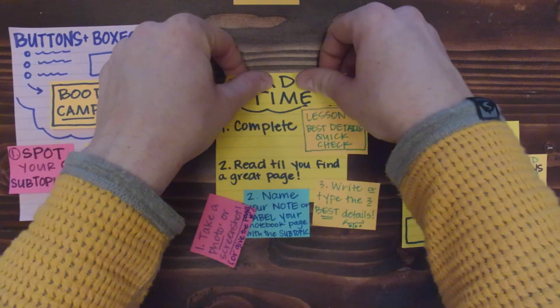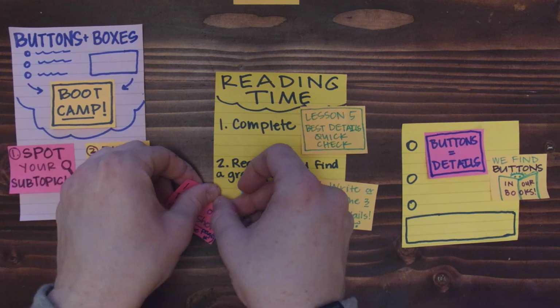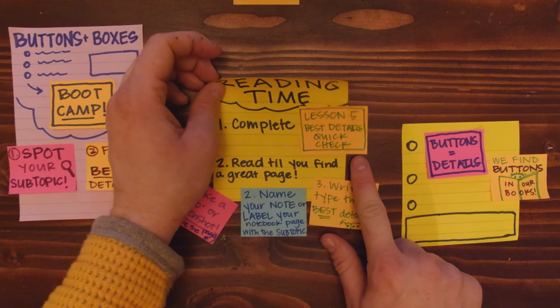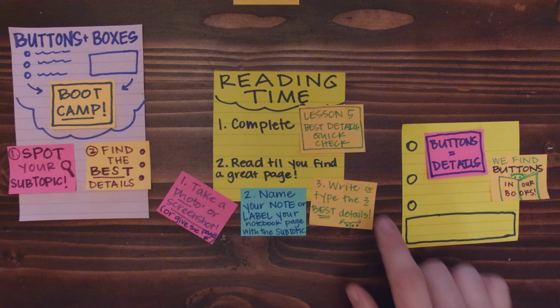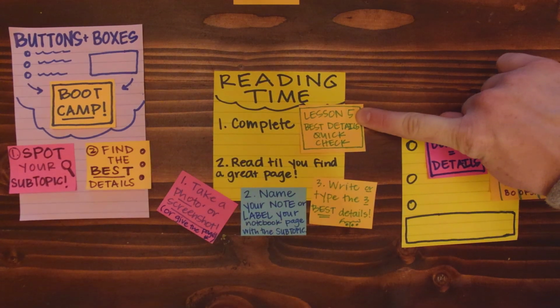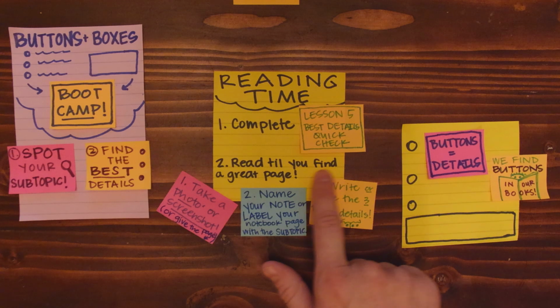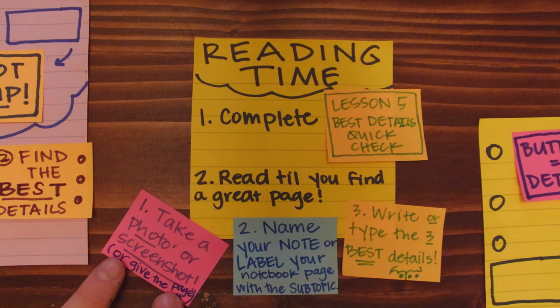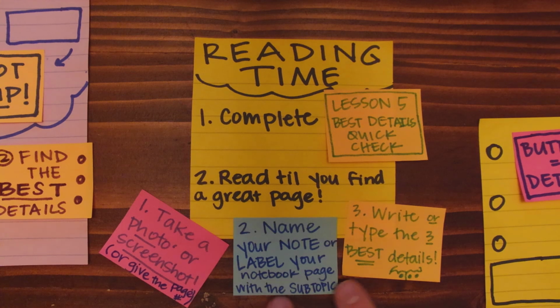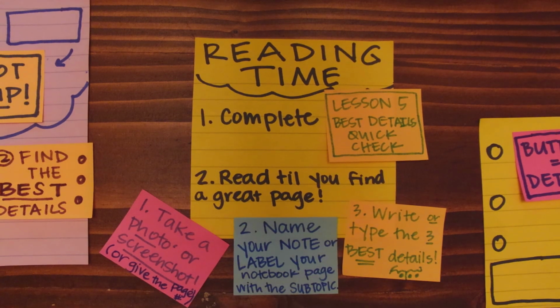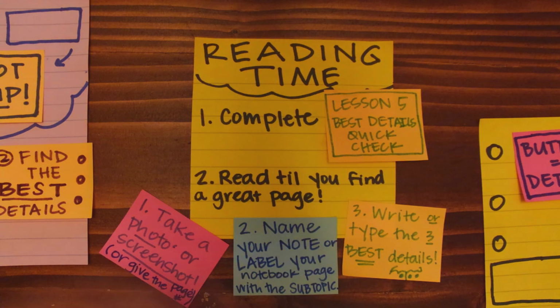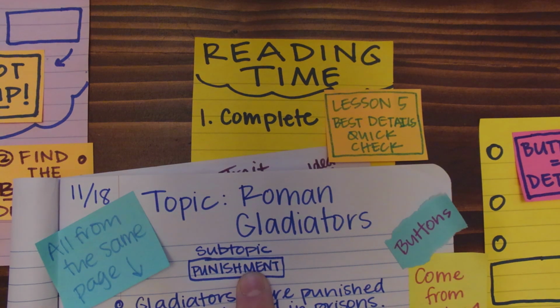So during reading time today, you are going to first check in to show me how this went for you by doing the best details quick check. And that's going to be on Schoology under Lesson Extensions and Lesson 5. Then when you're done, read till you find a great page where you're learning something that really interests you. And then take a photo or a screenshot, or if you're writing in your notebook, you can give the page number. Name your note, like I did here, punishments, with your subtopic. Or if you're using a notebook, put it right above.